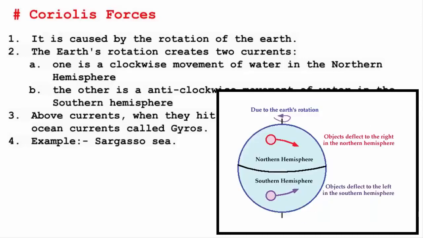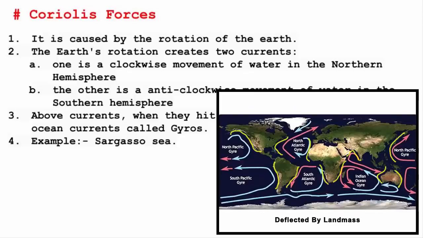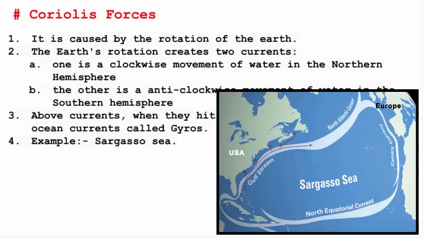The Earth's rotation creates two currents. One is a clockwise movement of water in the northern hemisphere, and the other is the anti-clockwise movement of water in the southern hemisphere. When these currents are deflected by land masses, they create huge ocean currents called gyres. One good example is the circular current in the Sargasso Sea.